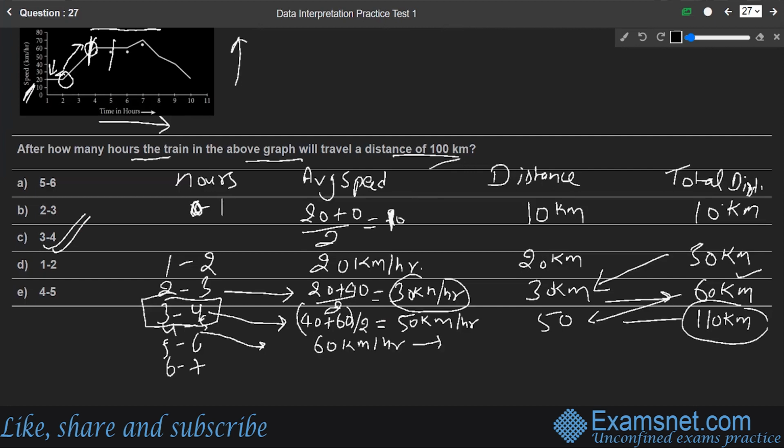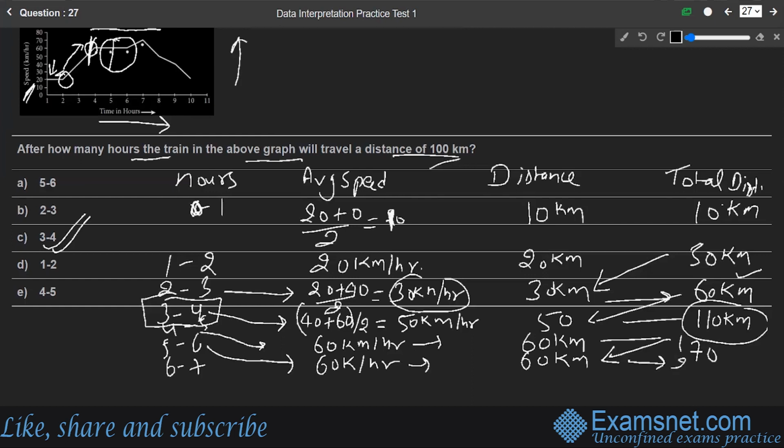If in an hour 60 kilometer are covered, the distance traveled is simply 60 kilometer. So the total distance traveled is 110 plus 60, that makes it 170. For 5 to 6 hours, if we see the chart, speed is again constant at 60 kilometer per hour. So the distance traveled would be again 60 kilometer in an hour. So total distance is 170 plus 60, that is nothing but 230 kilometer.